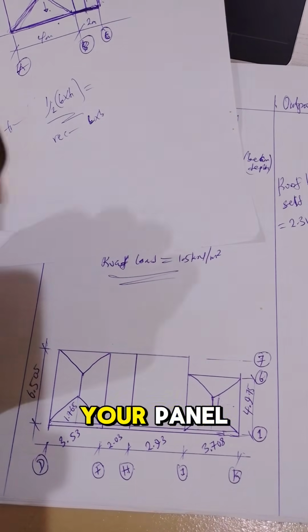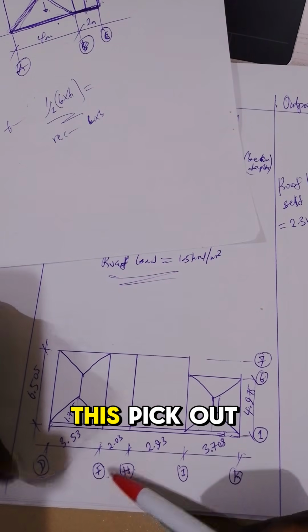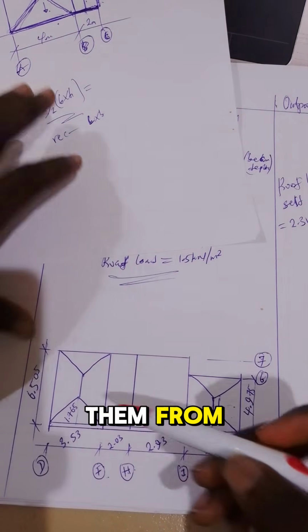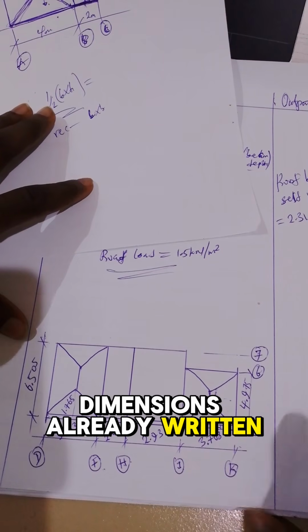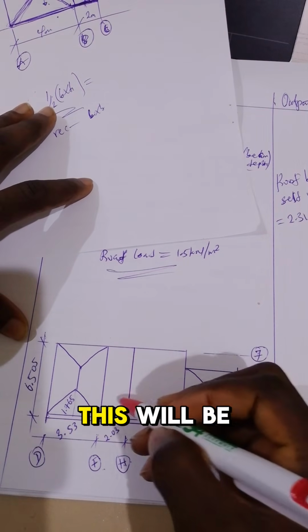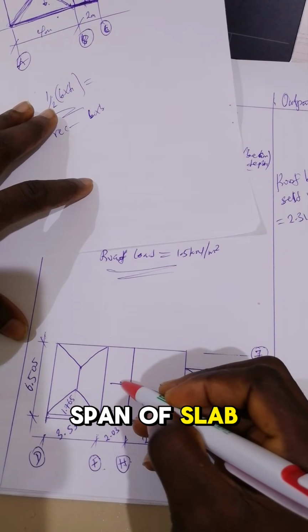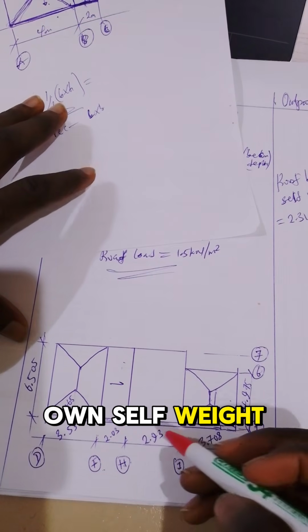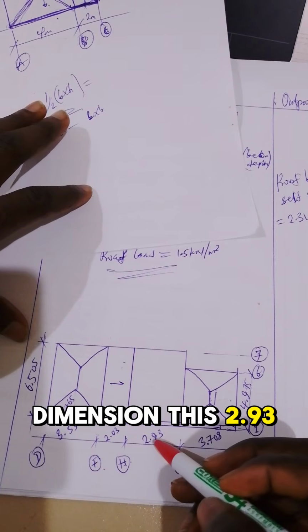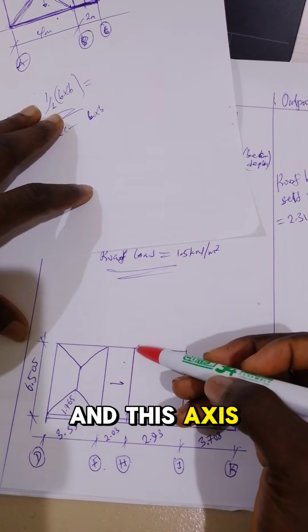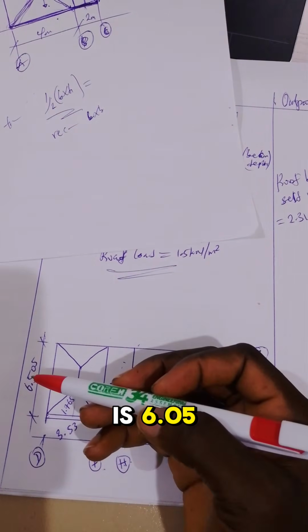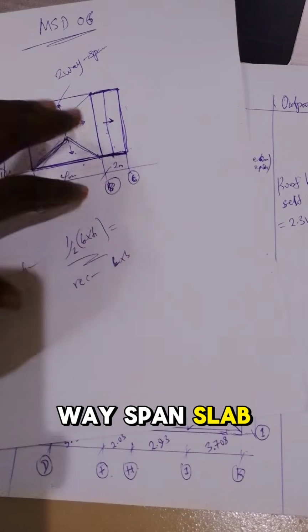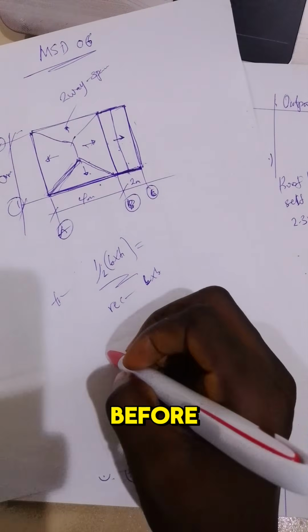So pick up your panel. If you've labeled this, pick out this point. We'll be working on them. From here you see the dimensions already written. So write this out. This would be a one-way spanning slab. This is the stair hole, so it will be carrying only its own self weight. Here also, if you check the dimension, this is 2.93 and this axis is 6.005. So for two-way spanning slab, I believe I've told you this before.